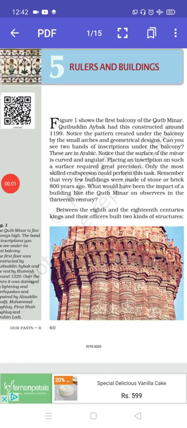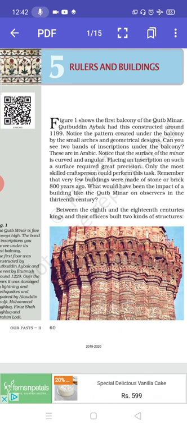Good morning, class. Today we will start with the chapter Rulers and Buildings in your history book. Figure 1 shows the first balcony of the Qutub Minar. Qutubuddin Aibak had this constructed around 1199.